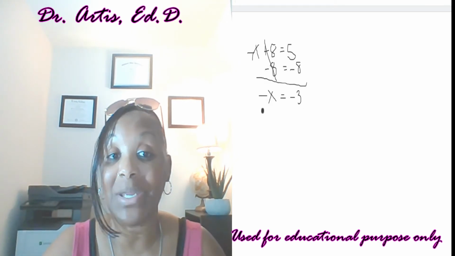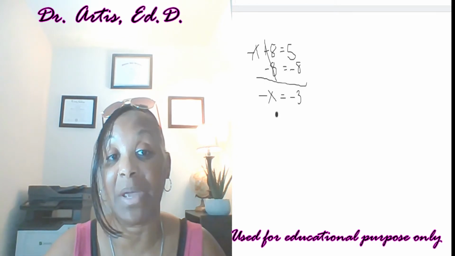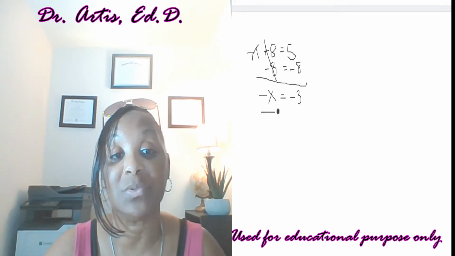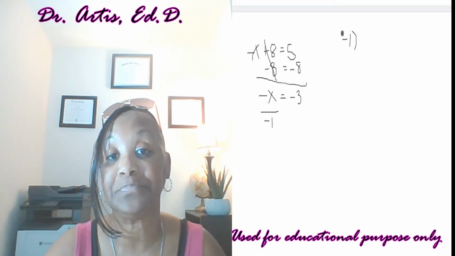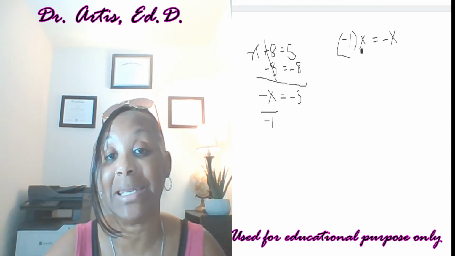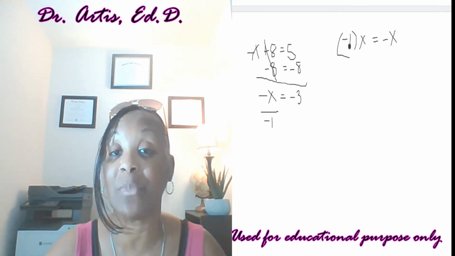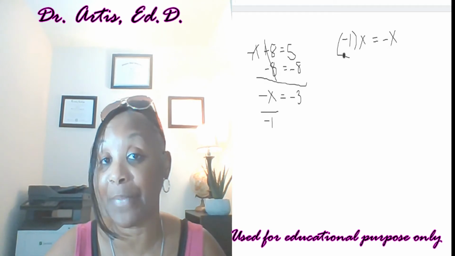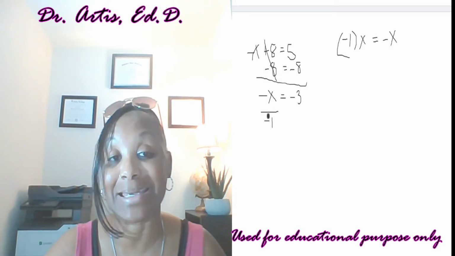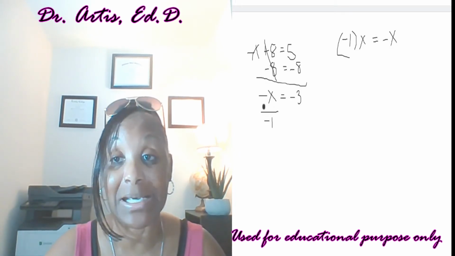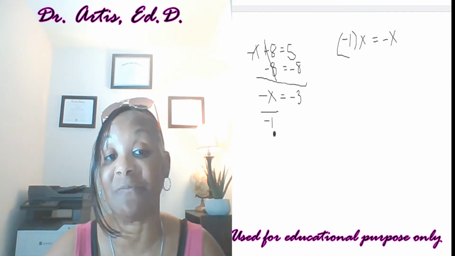Okay? Now we need to get rid of the negative sign because we want this to be a positive x. To do that, we're going to divide by a negative 1 because this negative x actually means negative 1 times x. So a negative 1 times x gives us a negative x. Because remember, any number times 1 gives you that number. And because it's a negative 1, we have a negative here. So we just need to get rid of this negative. And we're going to do that because the opposite of multiplication is division. So we're going to divide by negative 1.